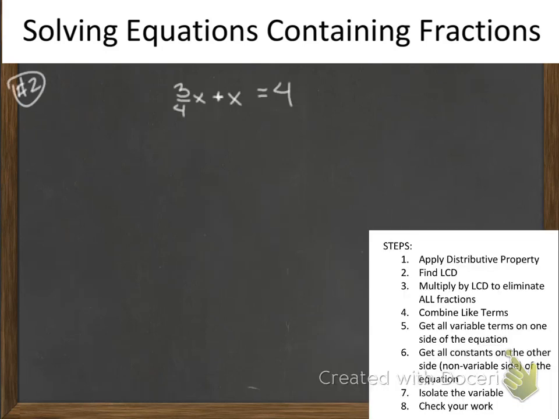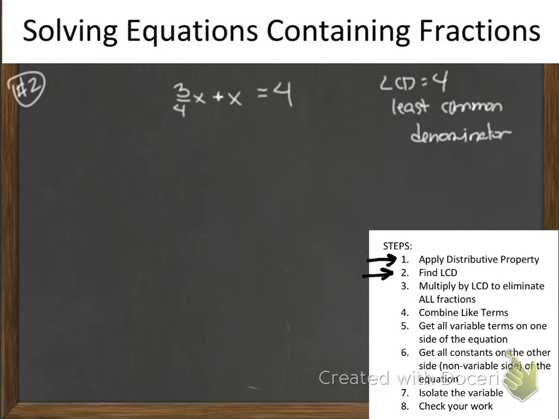All right, so let's look at this next example. So we have 3x plus x equals 4. The first thing our directions tell us to do is to apply the distributive property. We don't have any parentheses here, so we don't need to do that. So we'll skip to the next step, which is to find and multiply by the LCD. Remember, the LCD stands for least common denominator, and if we look at this, we only have one denominator anywhere. So our least common denominator is our only denominator, which in this case is 4. So our LCD is 4.